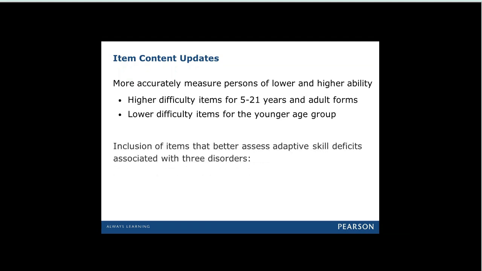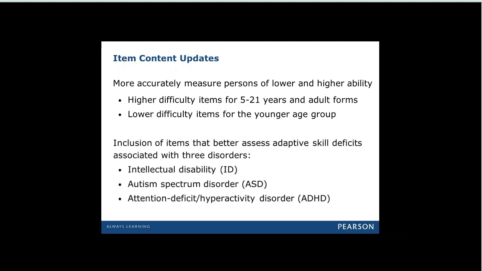Again, some inclusions of items that better assess adaptive skill deficits associated with 3 broad disorders, those again being ID, as I've mentioned, autism spectrum disorders. So again, we know DSM-5 made a shift from autism and Asperger's being separate entities to now being combined under the one autism spectrum disorder header. And ADHD. So these are the 3 that, again, we want to make sure that we're including specific items to better help us understand the strengths and weaknesses of individuals with those particular disorders.